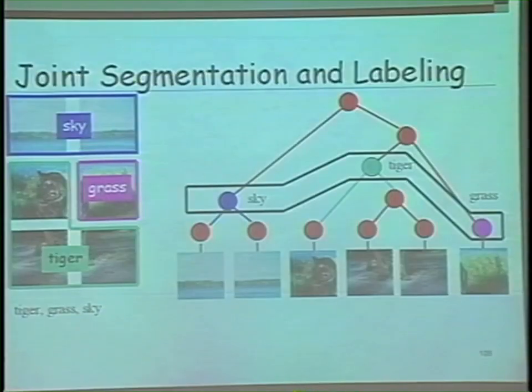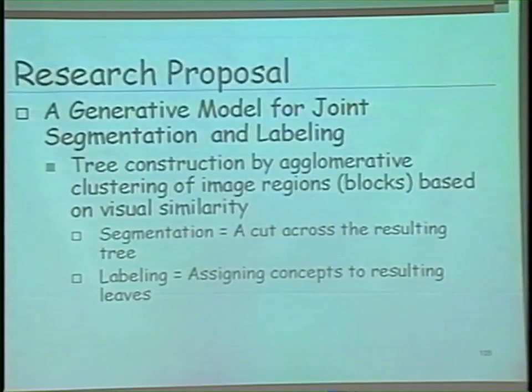So this is the basic approach. Like I said, we're going to treat the tree construction as more or less a solved problem. We're going to take that as a given from the image processing community and focus on the cut and the labeling as the problems that we're interested in.